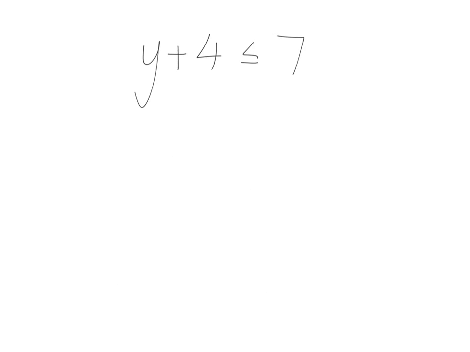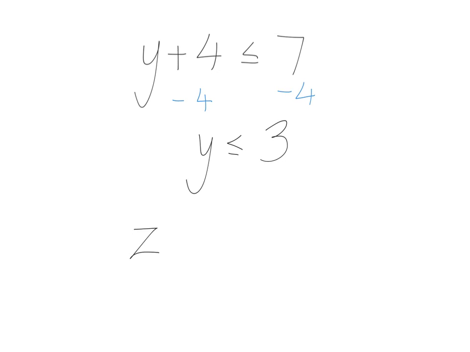To solve inequations, we solve them exactly the same as we solve equations. There is absolutely no change except for one exception. Okay, so although there is no equal sign, we've got a less than or equal to sign, we solve it exactly the same. So we've got y plus 4 is less than or equal to 7. So if we subtract 4 from both sides, we're going to have y is less than or equal to 3.